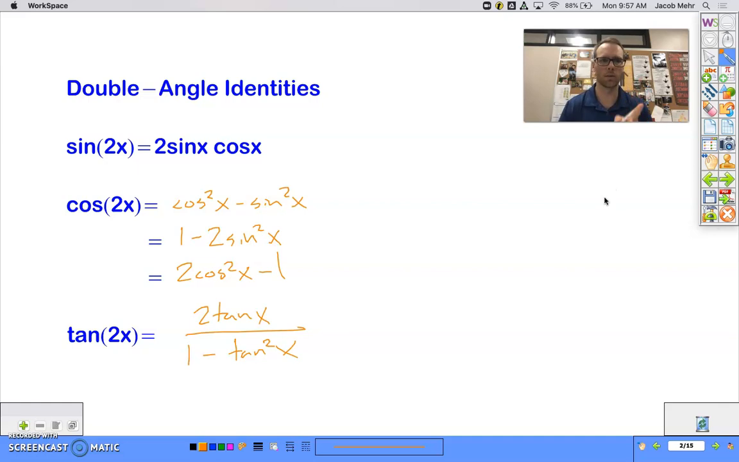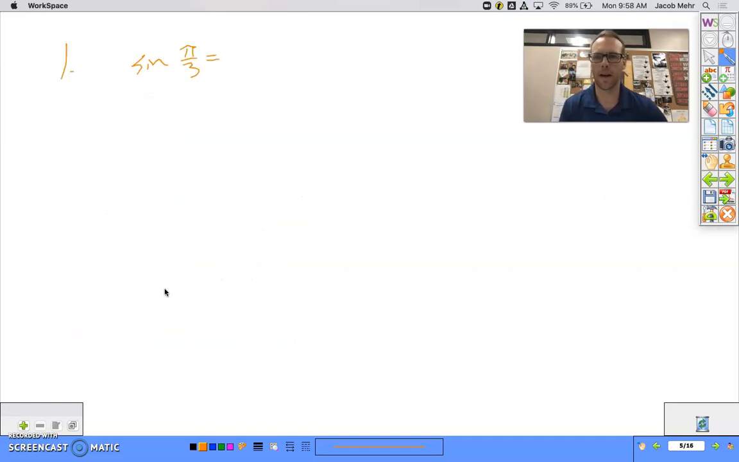You know, I just had a thought. I'm going to pause my video, double check one of my examples here. Yeah, I decided to add another example in here real quick. Sine of pi over 3. Let's see how we can use our double angle identity to check that this really is what it is.